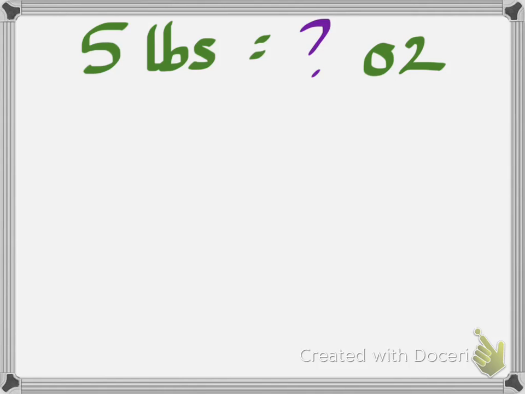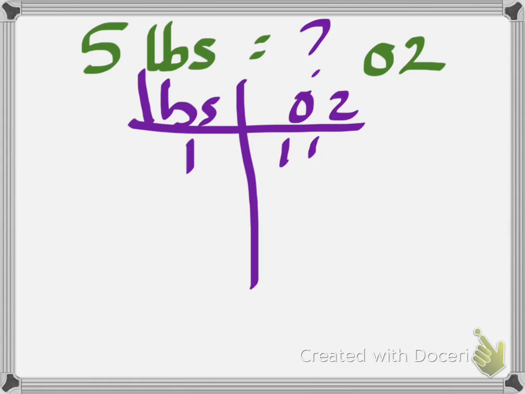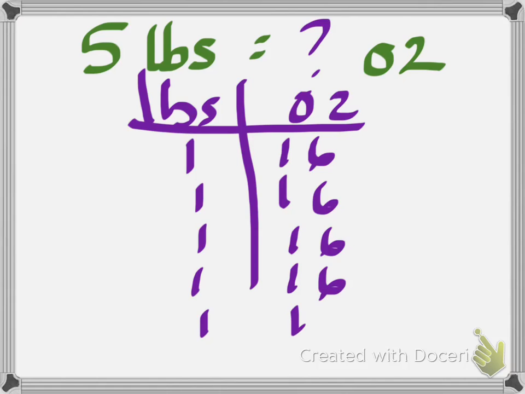Let's do another one together. We have 5 pounds equal how many ounces? Go ahead and pause me and try figuring it out yourself. Okay, we're converting customary measurement, so we need a T-chart. We have pounds over here and ounces over here, and we need 5 pounds. There's 1, and in 1 pound there are 16 ounces. So we keep doing that. And there's another one, and that's 4, and then there's 5.